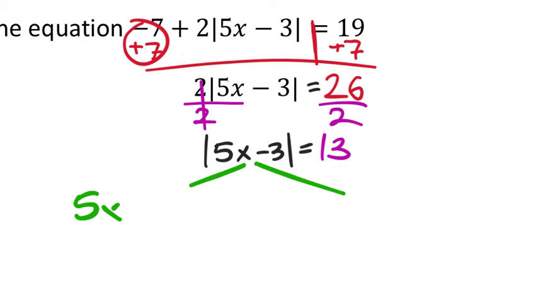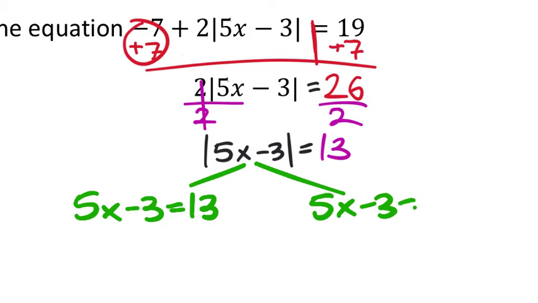So if I could make 5x minus 3, if I could just make it equal 13, that would be true. But if I could make 5x minus 3, if I could just make it -13 as well, that would still be true. It'll still give us a true statement right there.